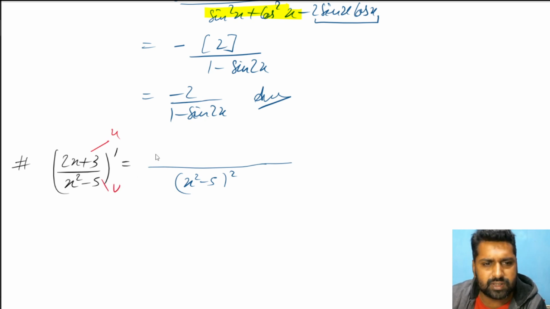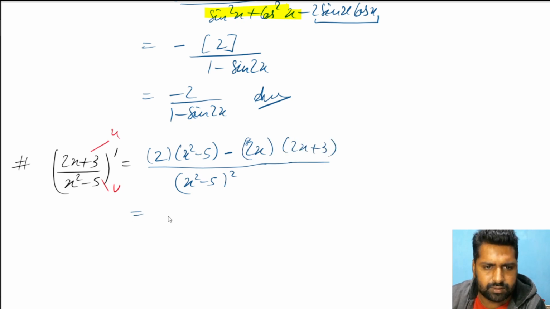So differentiation of 2x plus 3 will be, only this is constant, so leave it. Differentiation becomes 0. Differentiation of 2 will not do, differentiation of x will do. Differentiation of x is 1, so only 2 will be left, into x square minus 5 as it is, minus, now differentiation of x square minus 5. So again 5 is constant, differentiation becomes 0. Differentiation of x square is 2x. Okay, so 2x into 2x plus 3. Multiply it, you'll get 2x square minus 10 minus 4x square minus 6x upon x square minus 5 whole square.